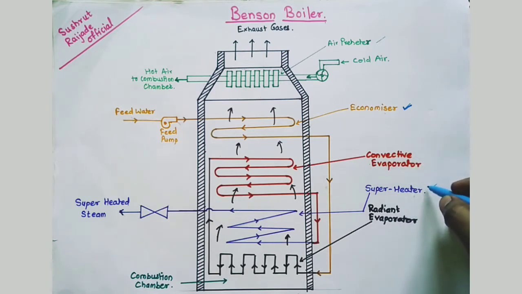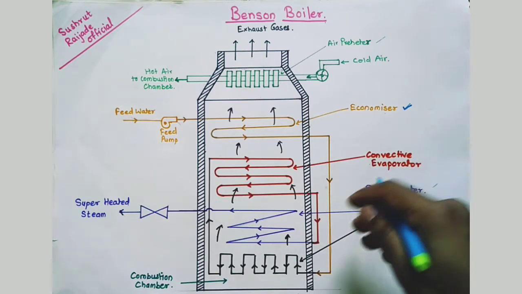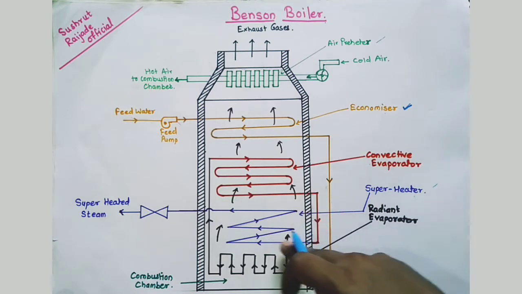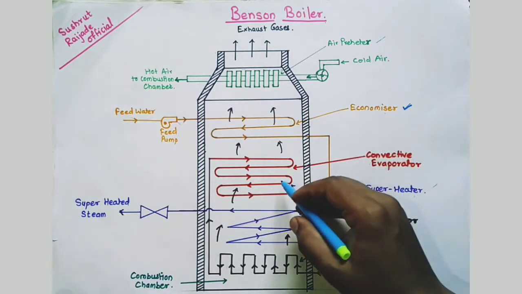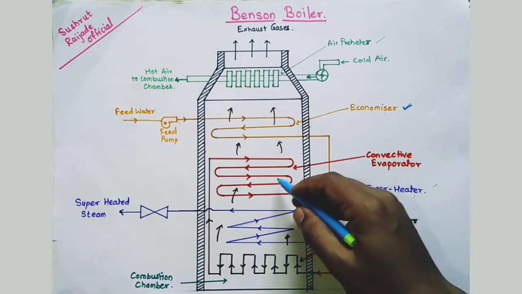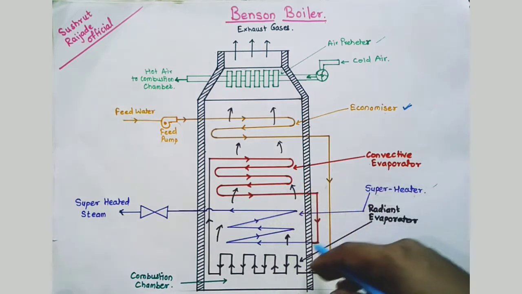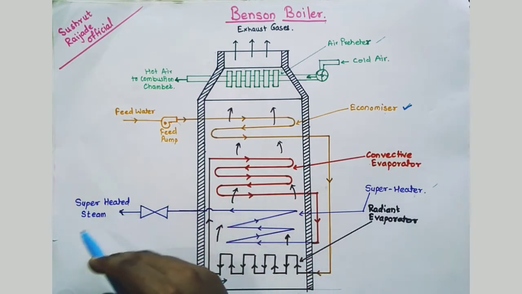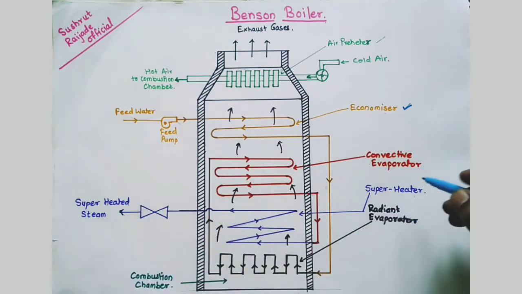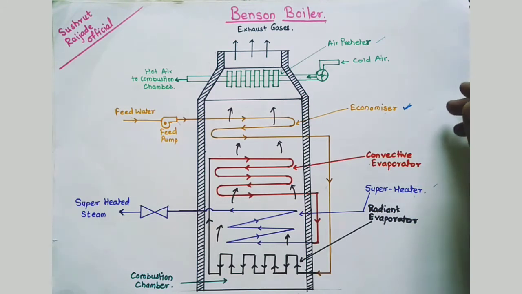And the superheater, what does the superheater do? It superheats the steam, therefore raising it above the pressure at the convective evaporator. So it increases the pressure of the steam and it then passes to the turbine. This is the construction of the boiler. Now next we will see the working of the Benson boiler.